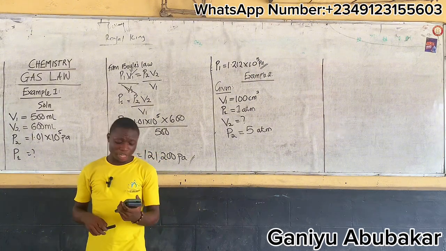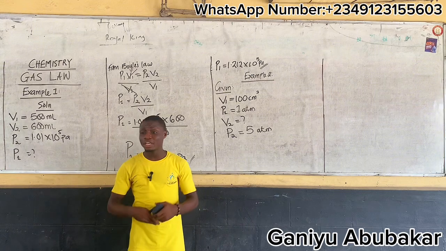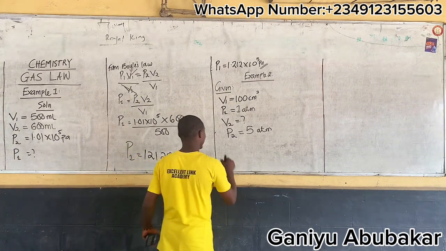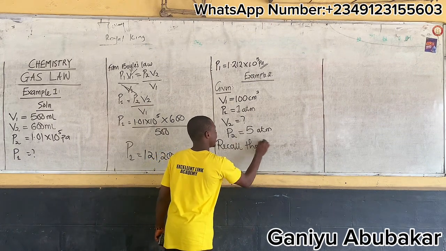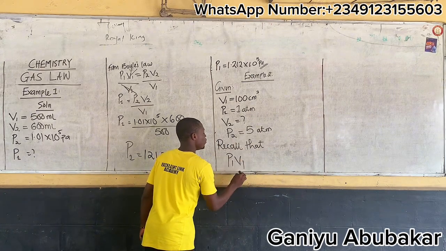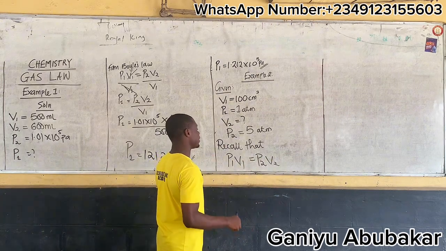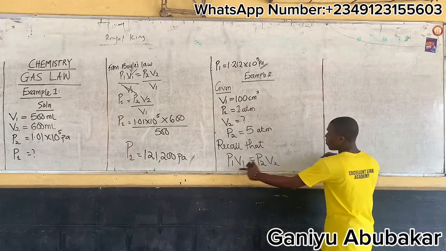Keep the temperature constant. If I keep temperature constant, what's the concept there? Boyle's law. So I will recall from Boyle's law that P1 V1 equals P2 V2. I'll make V2 the subject. I'll look for V2, so I divide by P2.